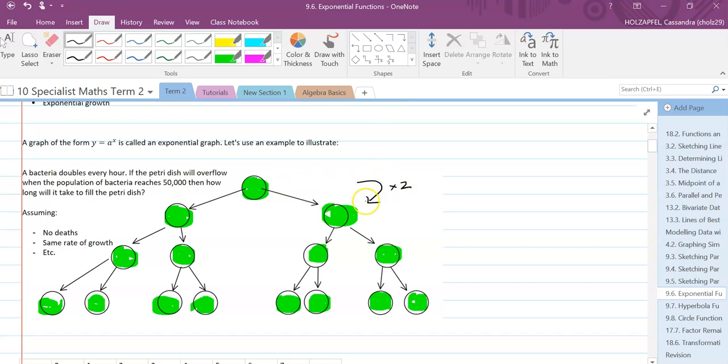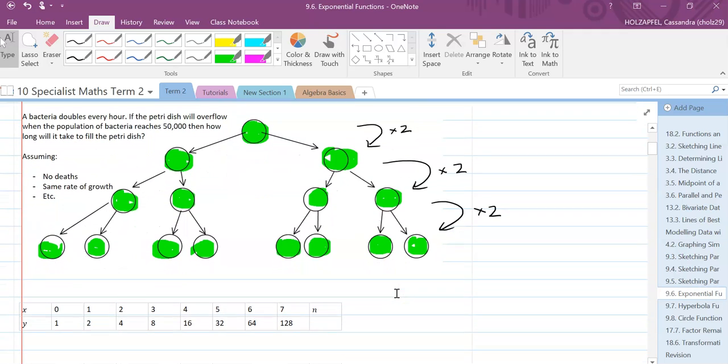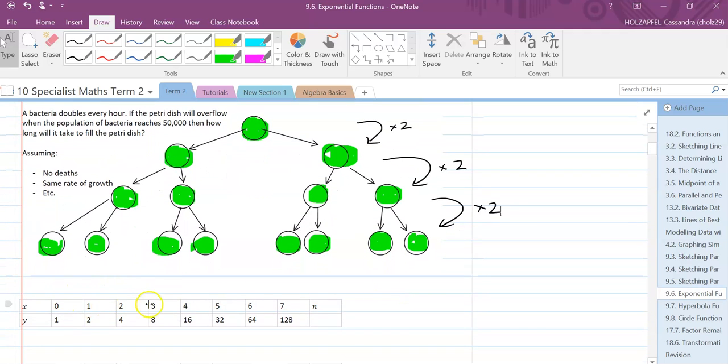So I would have 2 bacteria after the first hour. After the second hour, I then would have 4 bacteria. And then after the third hour, I would have 8 bacteria. So we can actually model this growth using a table. All I've done is I've gone ahead and filled out each of these values.